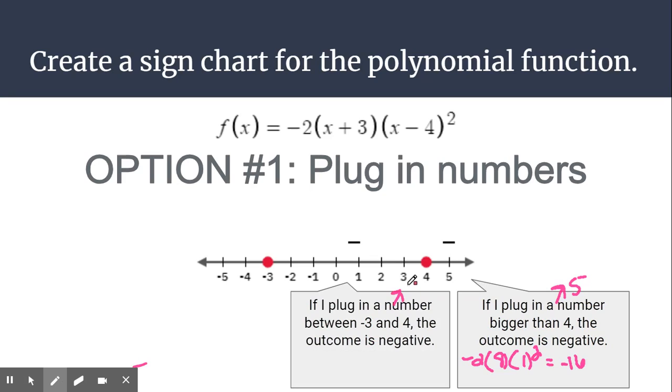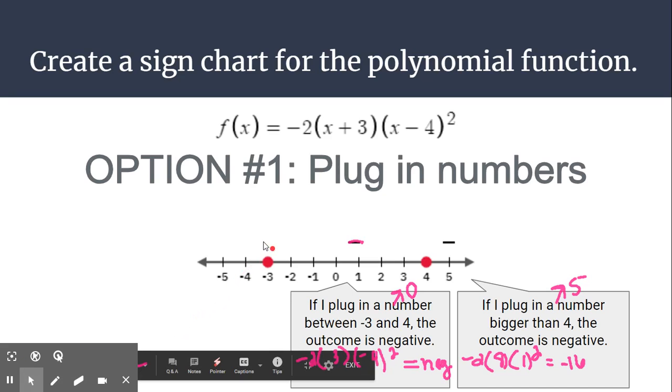Okay, so again, I've chosen to plug in 0. Let's make sure we get that negative outcome. So let's see, -2, and then +3, and then -4 squared. So again, I don't have to calculate this. I just need to know whether the result is positive or negative. So we have a negative times a positive times a positive, right? -4 squared would be positive. So again, I don't really care what the outcome is. I just care that it's negative. And that allows me to write a negative sign up here.